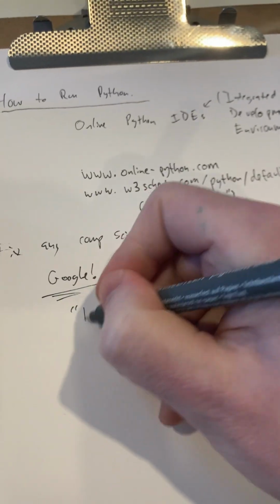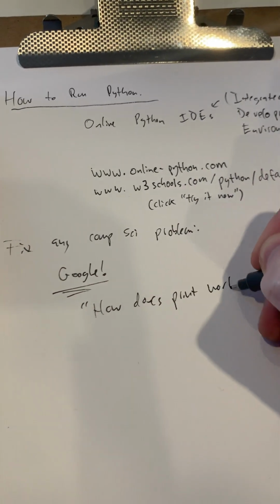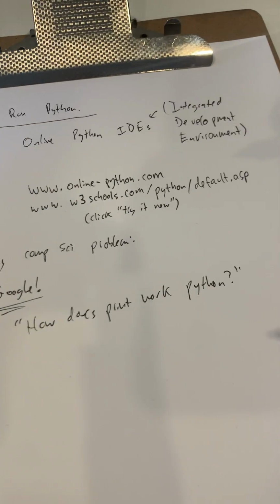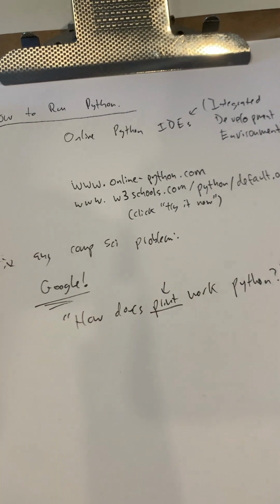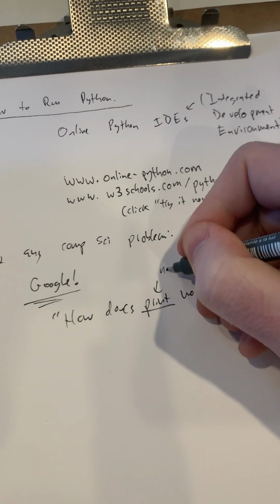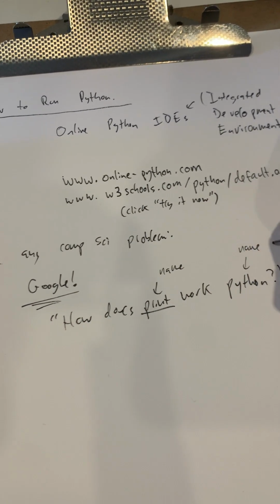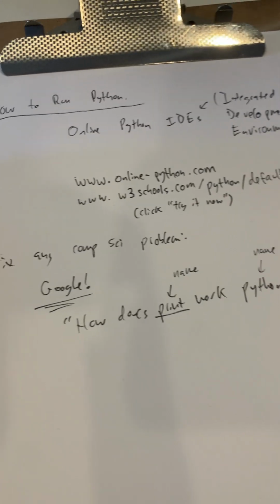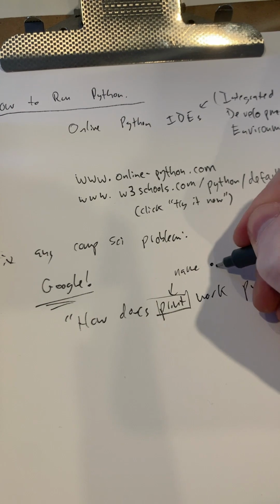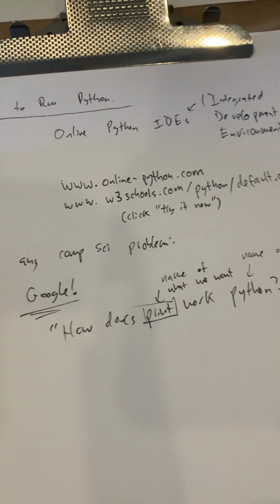The trick is just to include, how does print work Python, a couple important things. This is a totally acceptable Google search. We have a function here, something in the language, the name of something important that we're trying to find in the language, and then we also have the name of the language. Right? So this is what we're looking for. And then this is the name of the language.